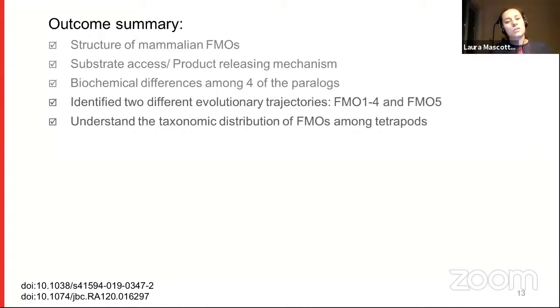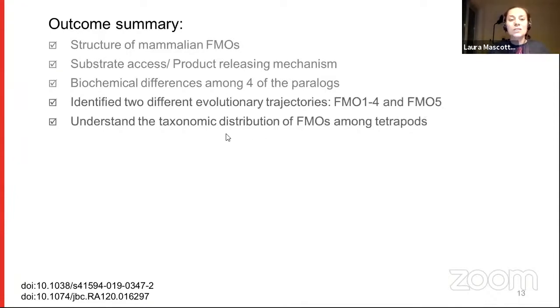And actually, we understood the mechanism of access and of the substrates and product releasing. We also understood which are the biochemical differences among the 4 paralogs and how they work differently. And if we think from a more evolutionary point of view, we understand that there are 2 trajectories. One that goes from a common ancestor to FMO1 to 4, and they all display the same kind of functionality, and the other that goes from the same ancestor to FMO5 that actually displays a different functionality. And I will come back to that in a second.